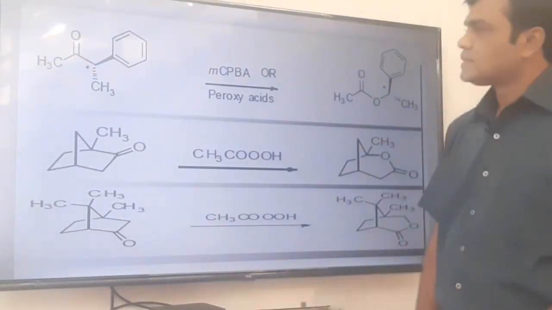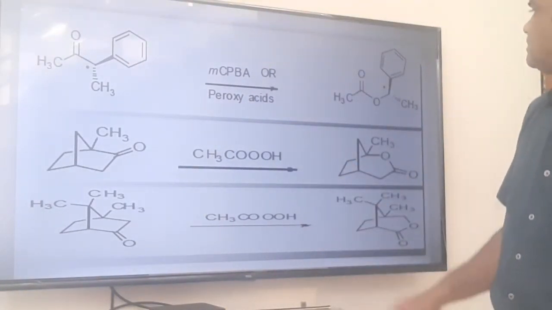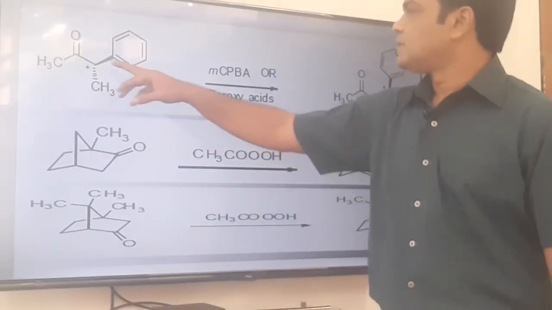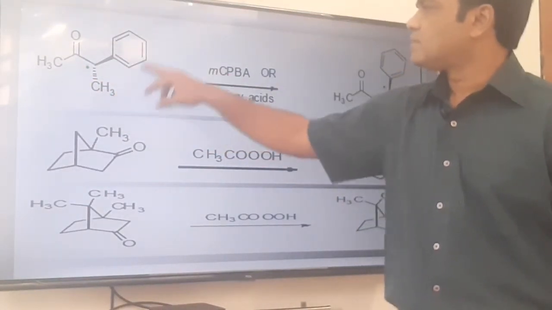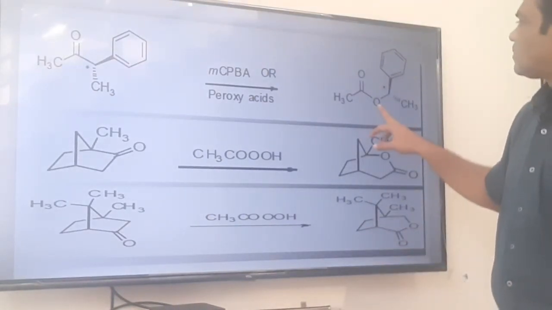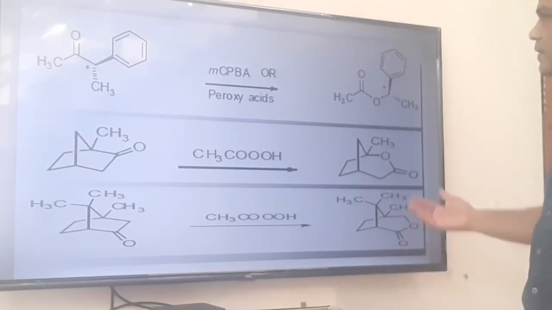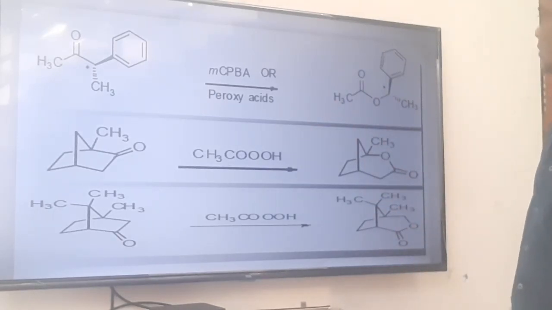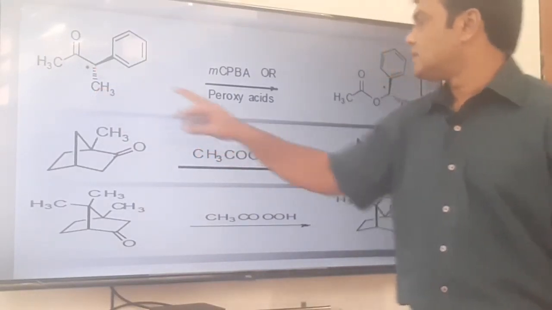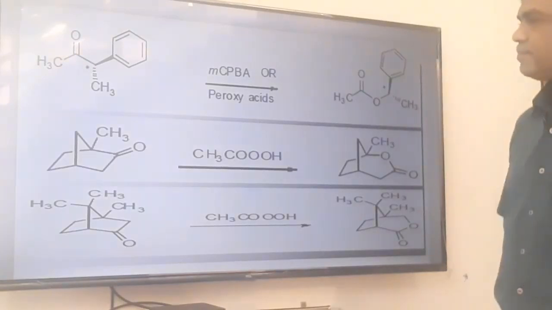Let us see again some examples. Here we see a ketone with a methyl on one side, and from the other side this group. So oxygen is incorporated from which side? The more substituted side, not the electron withdrawing group. Okay. What about the chirality here? This carbon is chiral, asymmetric. The chirality is retained here. It will remain as it is.